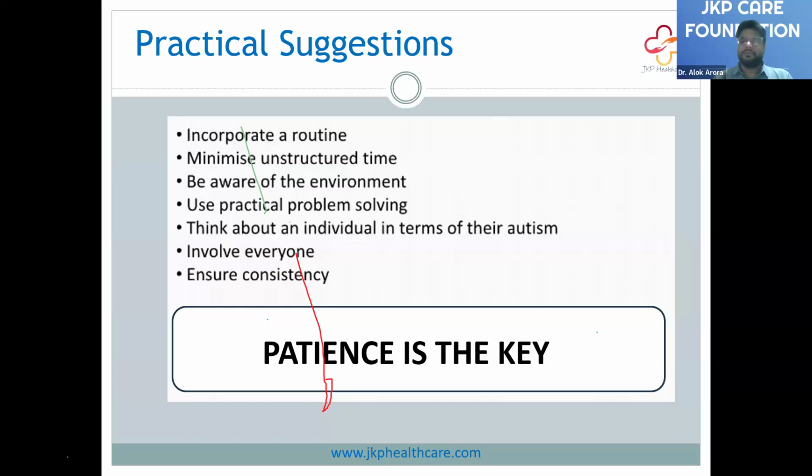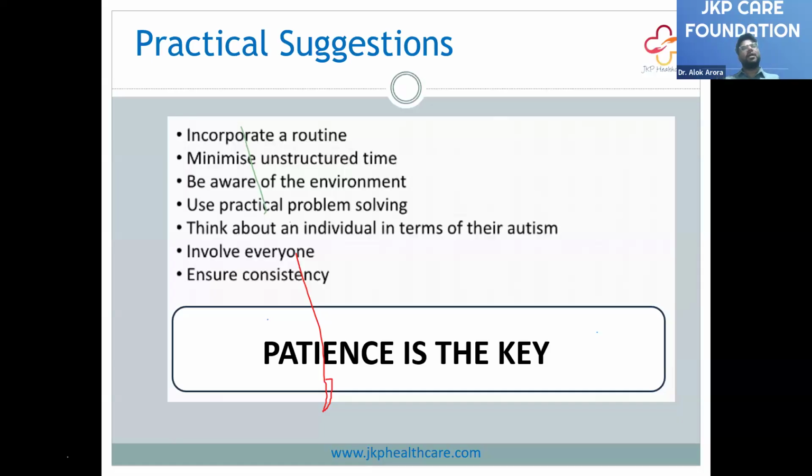So autism is very common. It is not something to be ashamed about. It is not something to hide. Talk about it. Involve people around. Do not hesitate to discuss. Tell them that, okay, this is autism. Educate them. And ensure consistency. Whatever you are doing, be consistent in it.